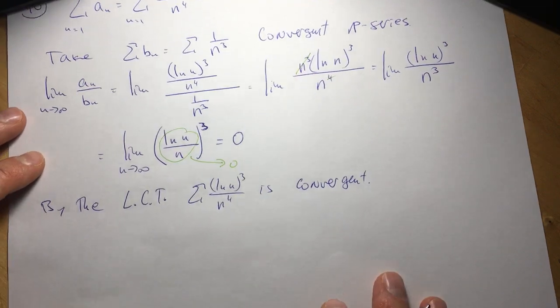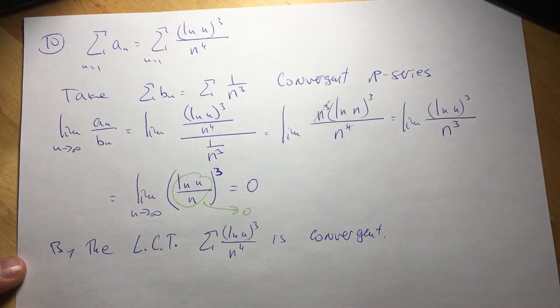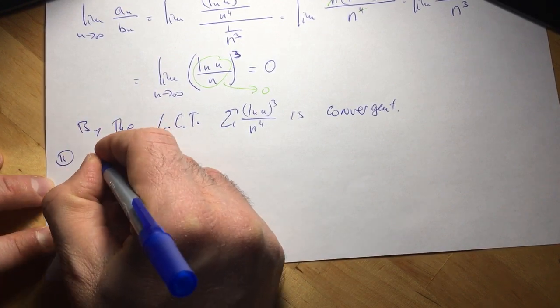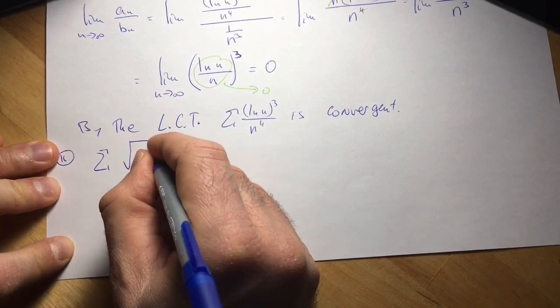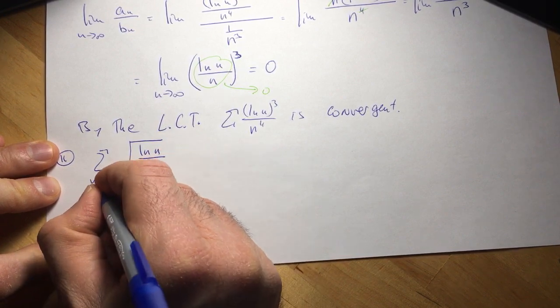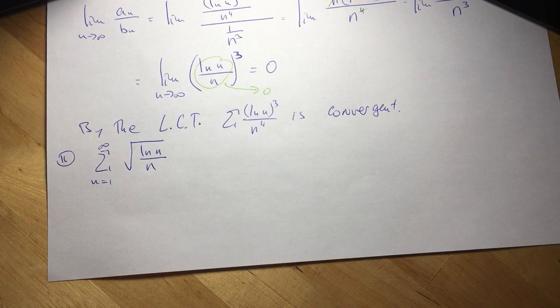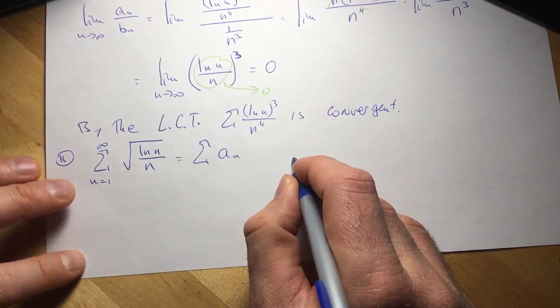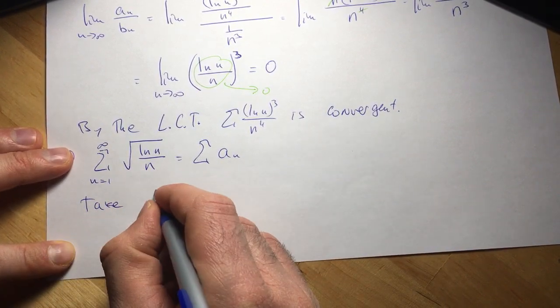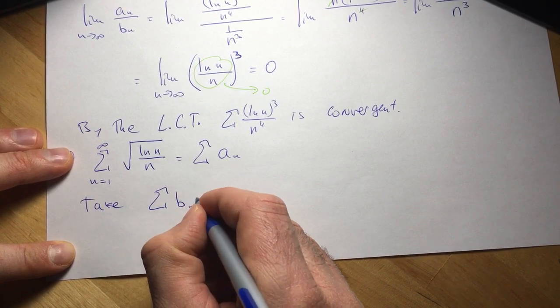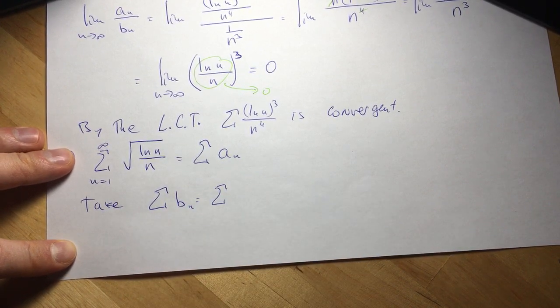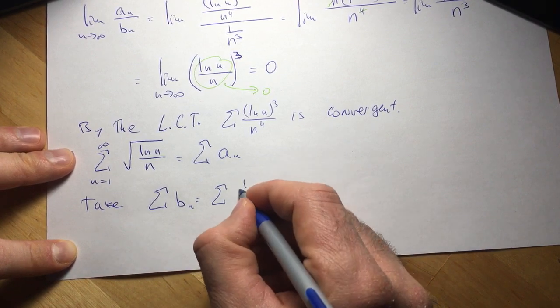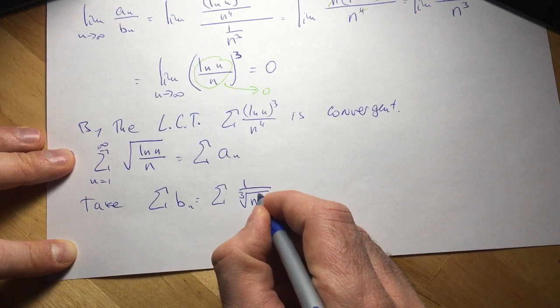Now something similar will happen with problem 11. Sum of square root of ln of n over n, as n starts with 1 to infinity. Now again this is going to be a tricky part here, and I will let you prove it by yourself by giving you a hint here what to take for bn. Take 1 over cubed root of n squared.